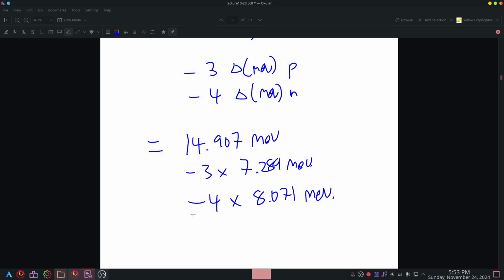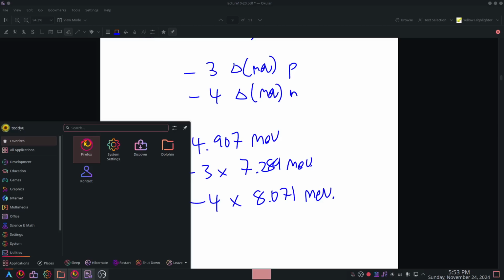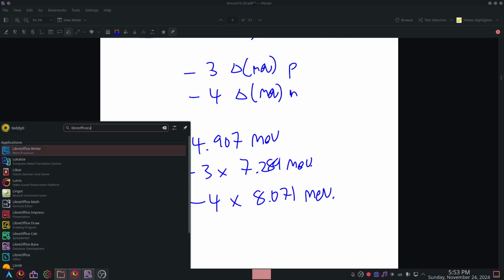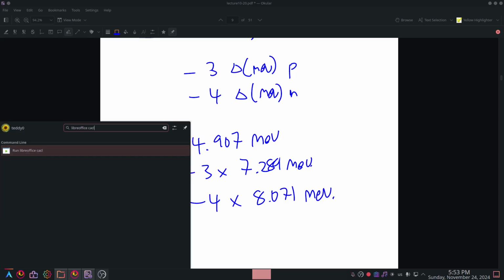Okay, so I'm going to use LibreOffice Calc to do this. Of course, I can use Typst as well. But I want to do it the free and open source way.